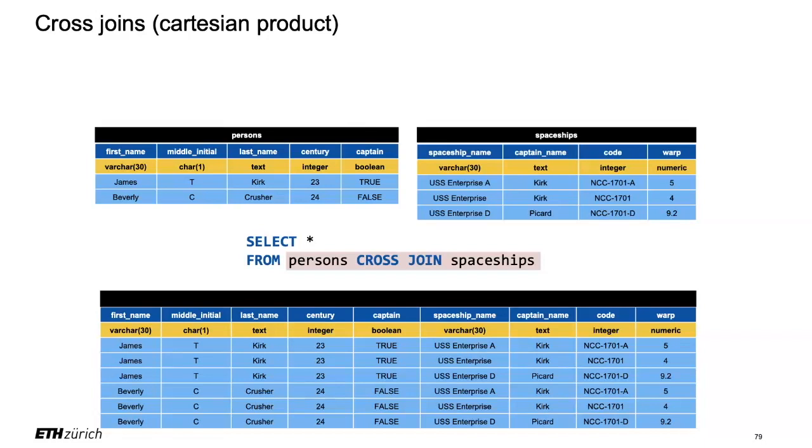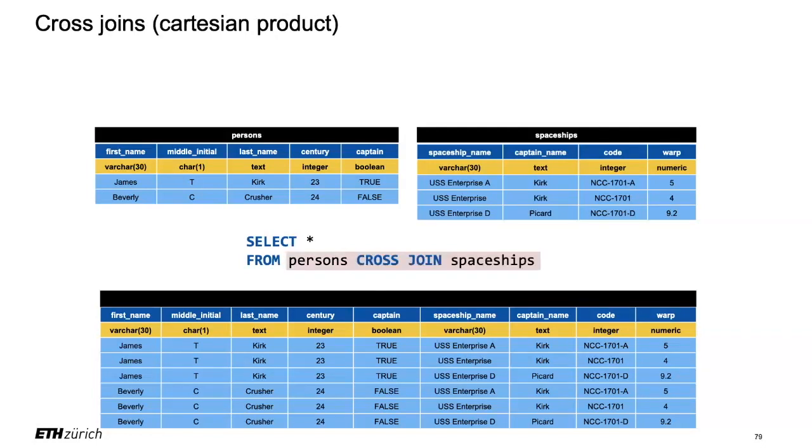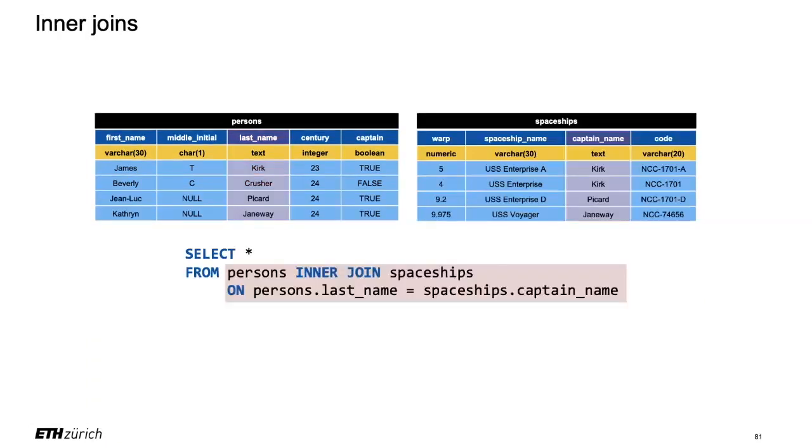No selection. It's really just all the combinations left and right. This is the same. It doesn't matter, you have a comma, you have a cross join, it's just the same thing. Some people like to be explicit, some people prefer to just abbreviate a little bit. It's really a matter of taste, and I don't have any particular preference. It's up to you.